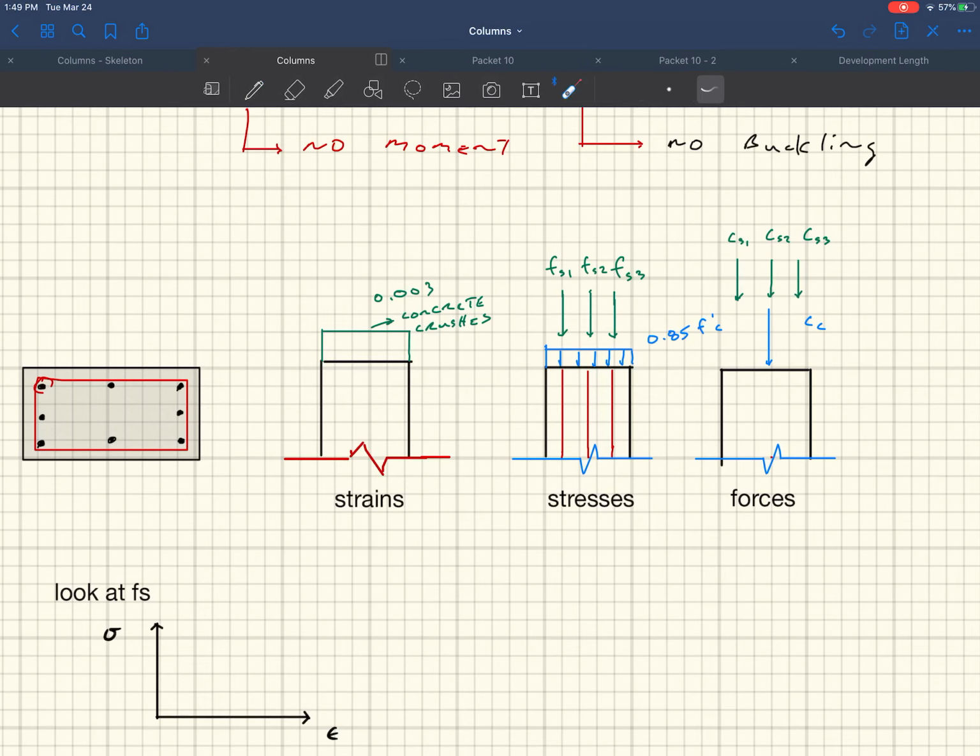So the idea here, just to refresh what happened, you have a strain of 0.003 in compression. When you squish the concrete down a little bit, you get a uniform distribution of concrete stresses over the width of the column. Its magnitude is 0.85 f'c, kind of like the Whitney stress block. It's not exactly the same, but it's pretty close. That's how I like to think about it.